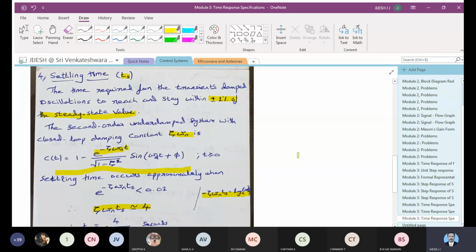So here we have just used the equation of C of t, and by taking the condition of plus or minus 2%, we have equated that e to the power of minus zeta omega n ts is less than 0.02. Taking logarithm, we got this, and we wrote the equation for ts. So all of you complete it.